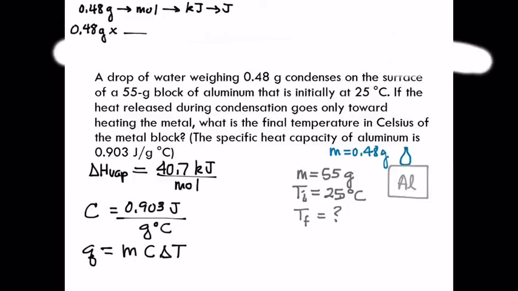0.48 grams, moles on top, grams on bottom. Kilojoules on top, moles on bottom. Joules on top, kilojoules on bottom. Well, here's our relationship between kilojoules and moles: 40.7. So 40.7 goes in here.